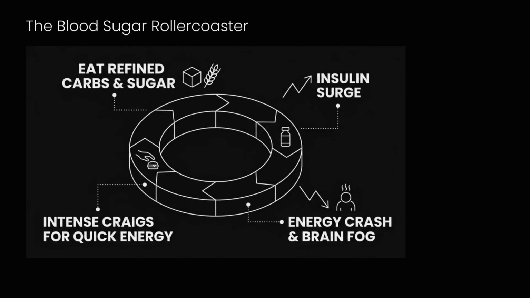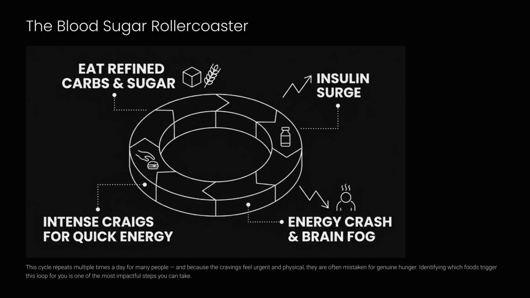The blood sugar roller coaster illustrates how eating refined carbs and sugar leads to an insulin surge, followed by an energy crash and brain fog, and finally, intense cravings for quick energy. Identifying which foods trigger this loop is an impactful step toward change.